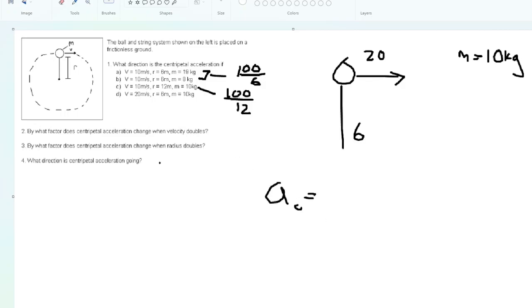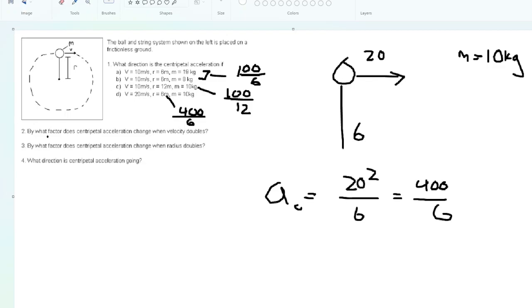Go ahead and solve it if you know how to solve it. Okay, I'll go ahead and do it. It's going to be 20 squared divided by 6, which is going to be equal to 400 divided by 6. So for this one, we got 400 divided by 6.